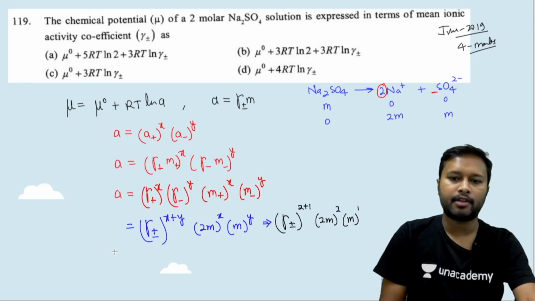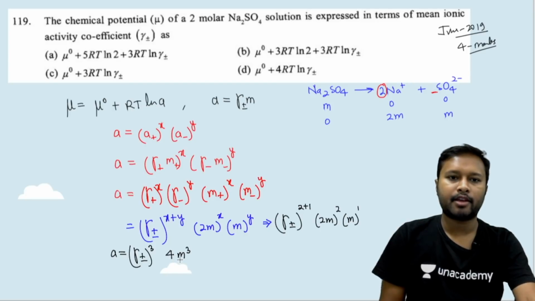Or I can write down that the overall activity is going to come out around gamma plus minus to the power 3. 2 plus 1 is 3. 2 square is 4. Okay, and this is going to be m to the power 2 and m to the power 1. So this is going to be m cube. Okay, so this is what I have got.